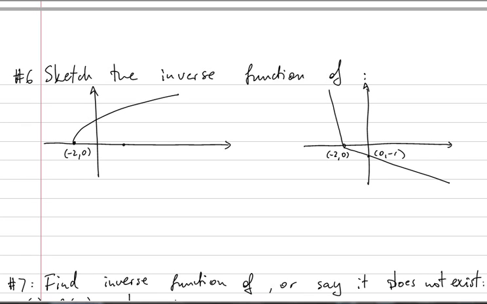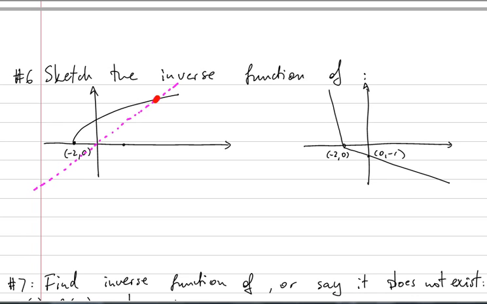Let's sketch some inverse functions. When sketching an inverse function, you always start with drawing the mirror in which you will be mirroring the graph of the original function. And then you take points on your graph and try to find mirror points. For example, any points of intersection are very convenient because those points do not move.